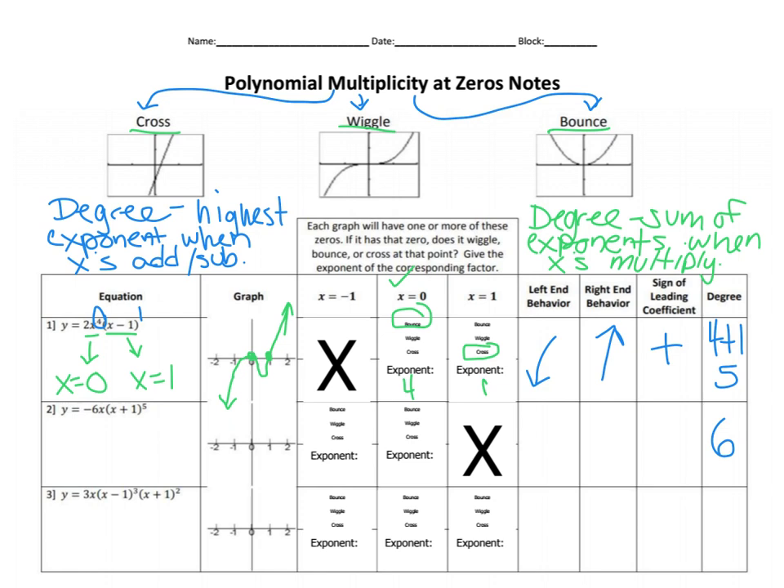Our leading coefficient is negative, so we have an even degree and a negative leading coefficient, so our end behavior is going to go down on the left and down on the right. That's always the case for a polynomial with even degree and negative leading coefficient.